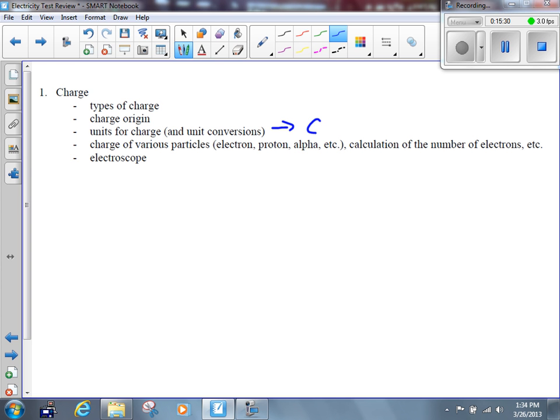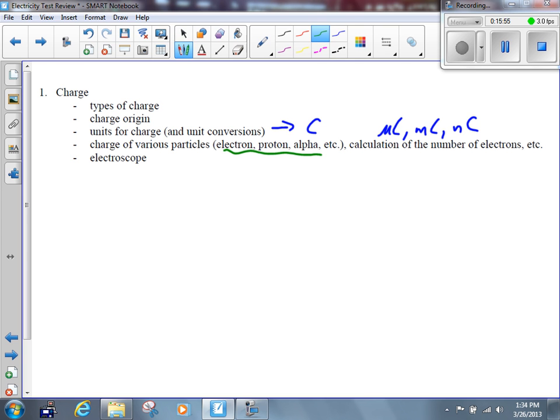Coulombs. Remember that we don't often see those units, though. We often see something like microcoulombs or millicoulombs. Every once in a while, we might see a nanocoulomb or something we've never seen before in our lives. Okay, just be prepared to do that conversion. The conversion factor is always on your data sheet, so you never have to worry about remembering that a micro is 10 to the minus 6 or whatever.